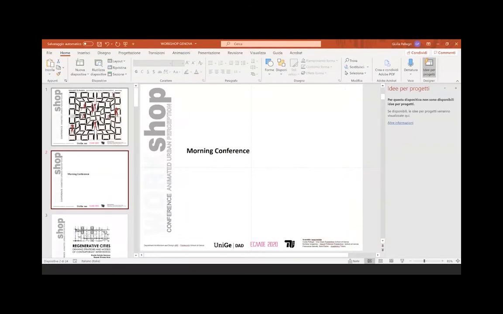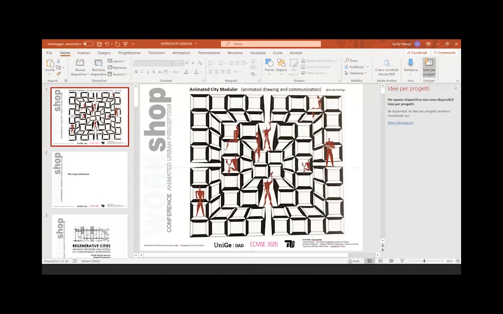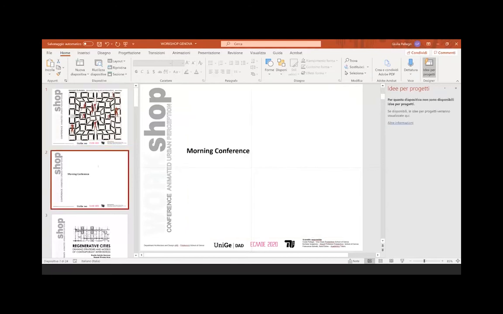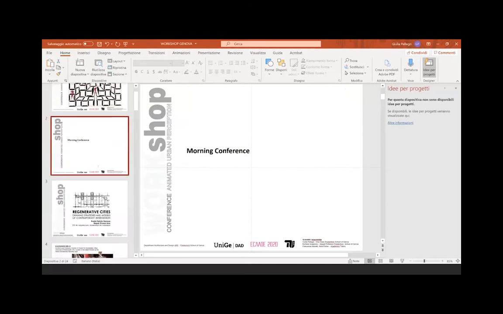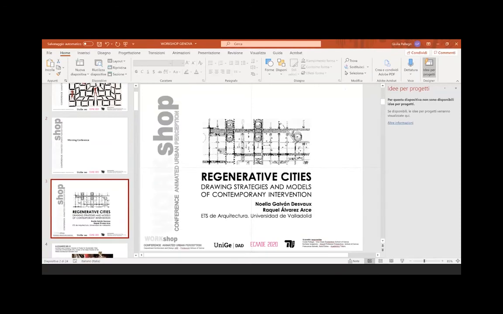Yesterday we did this workshop about animated ways to measure perception of cities. In the morning we had some guests as part of the conference in order to give suggestions to our attendees and participants. The first part was about regenerative cities, with some examples of GIFs and collages of digital representation in order to have an immediate figurability of the city.